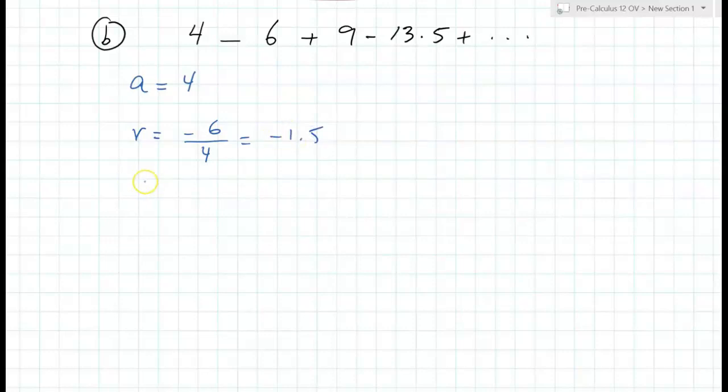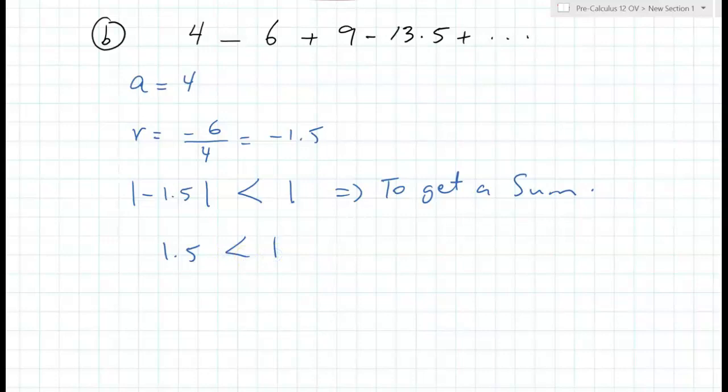So now you have to check: is the absolute value of negative 1.5 less than 1 to get the sum? Well, it's not. 1.5 is not less than 1. So what you can say, therefore, is that this geometric series has no sum. And you're done. You don't have to use that formula because that formula doesn't apply. That's as simple as that. So it is important that you notice that this infinite geometric series has no sum.